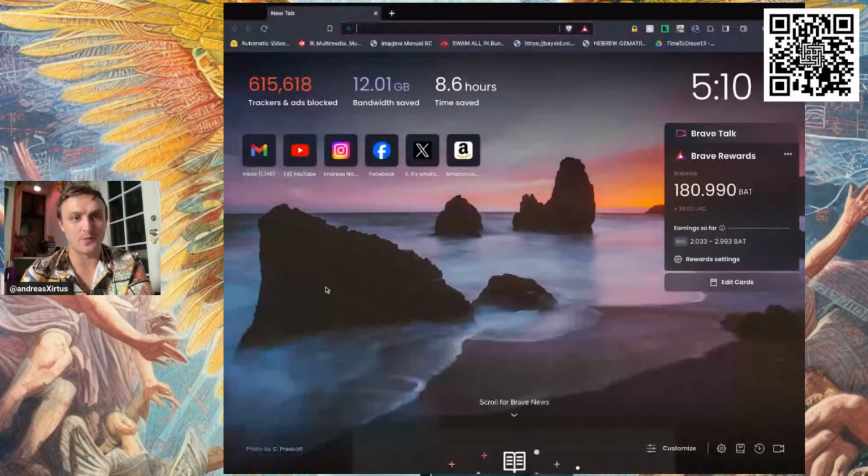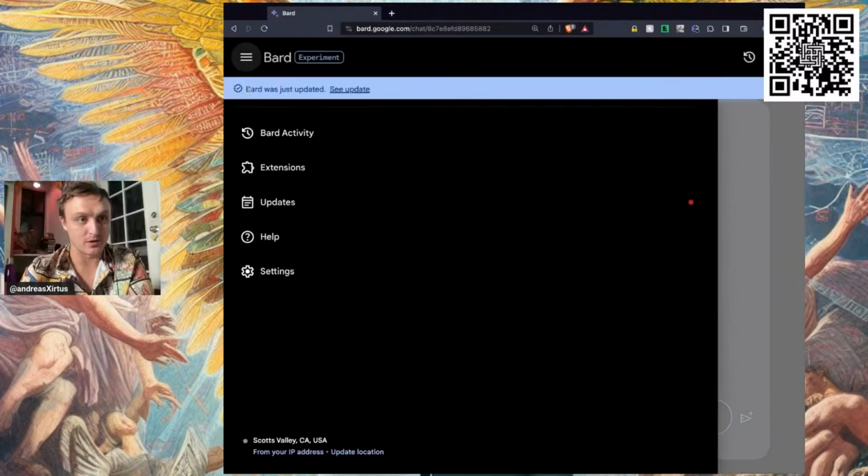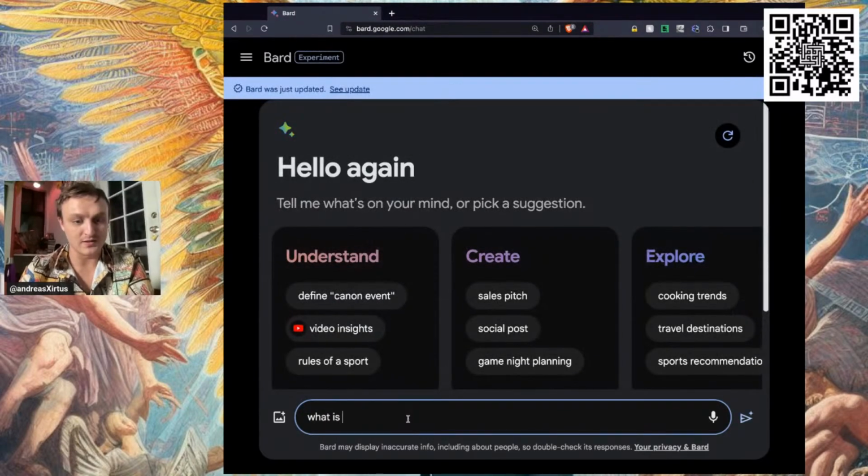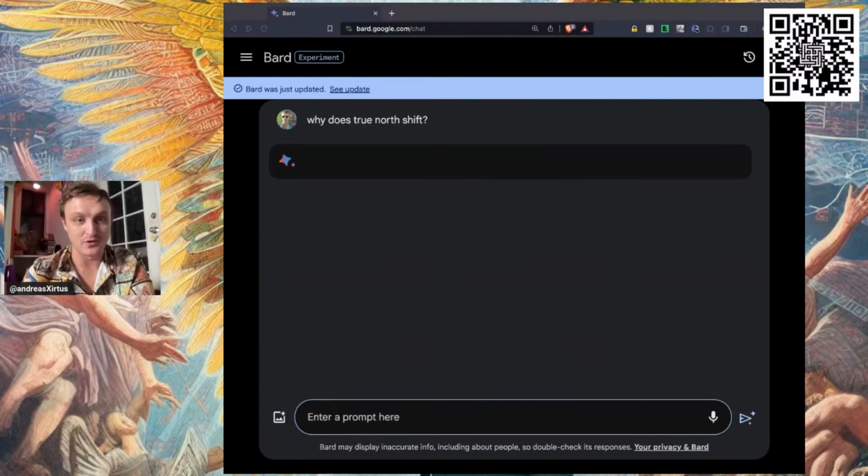Okay, so first I've got this window open. I'm going to look up Bard, so I can open that up, and I'll click on Bard, and I'll be like, new Bard app, and be like, why does a true north shift? Okay, well, that's happening. Now I'm going to go to Discord. I'm going to click on Discord. And I should probably just share my whole screen for a bit. Let's see how that works.